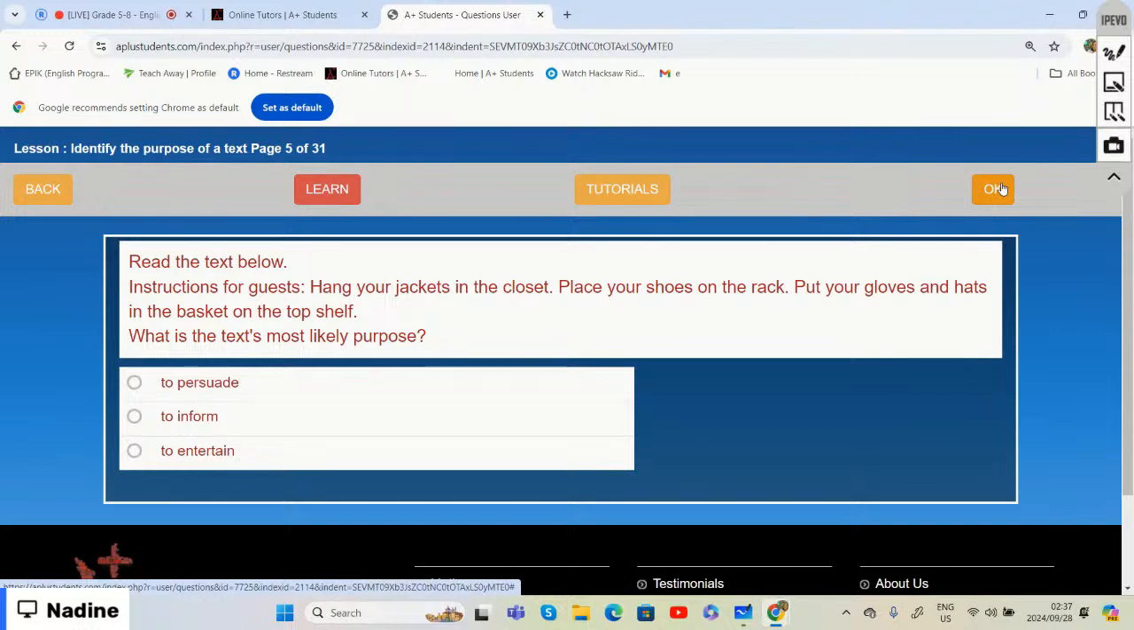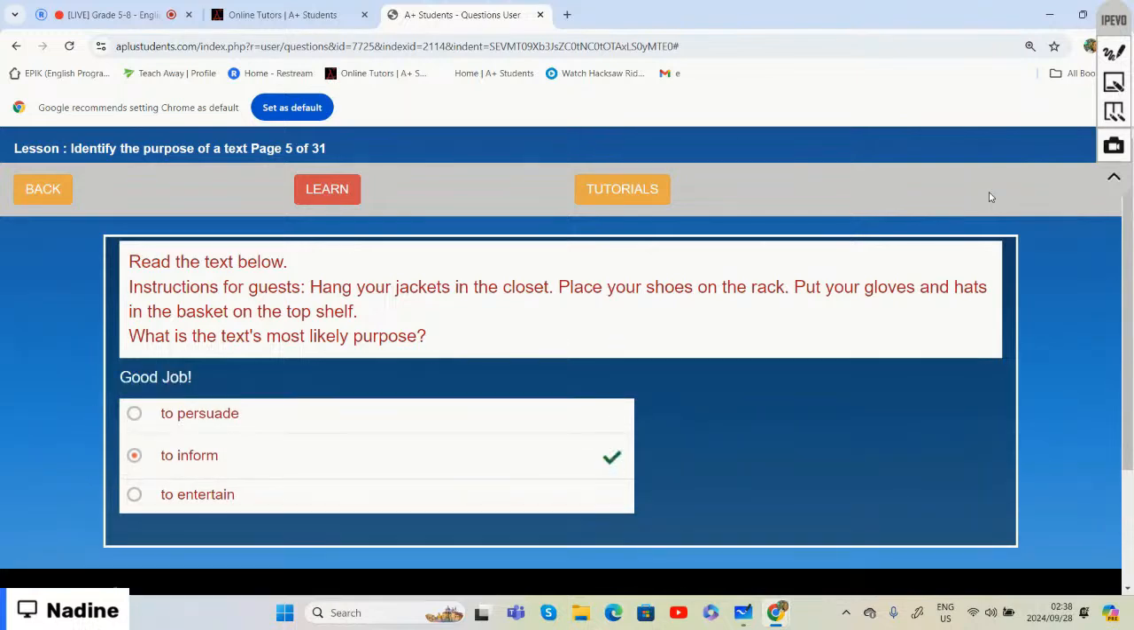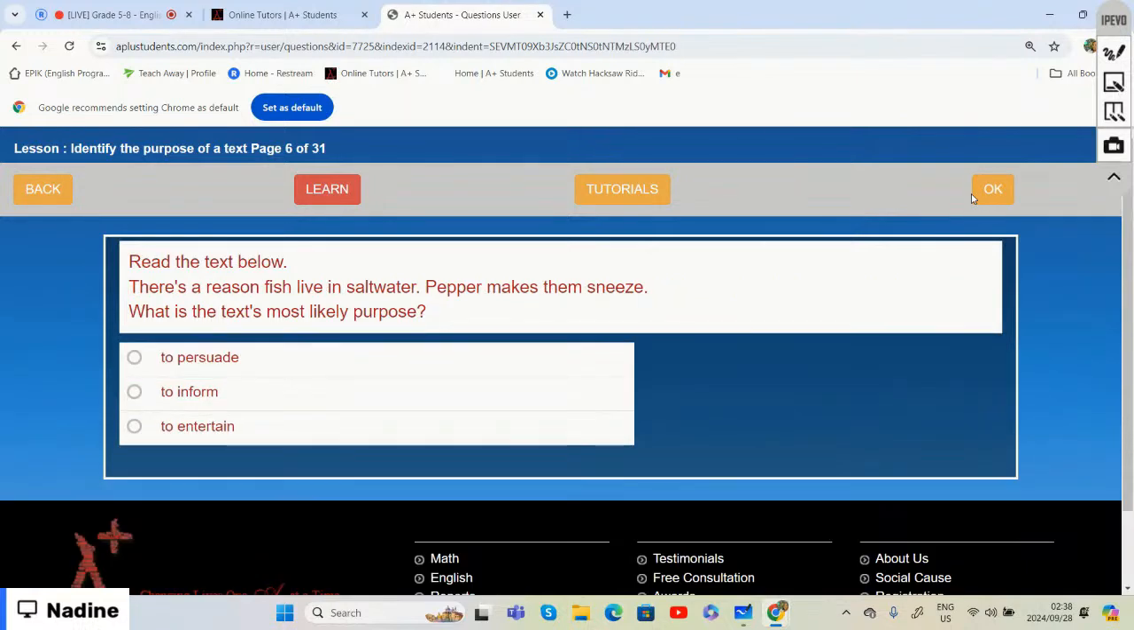All right. And if we were to choose the correct option, then yes, we will choose option two, because they're informing you step by step as to what you need to do when you enter, for example, their place. So they're informing you. Well done. So we can say this is to inform.